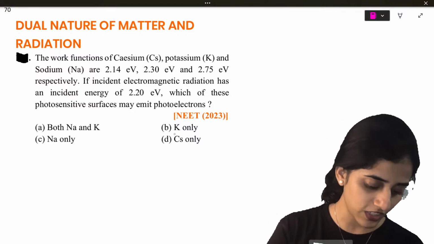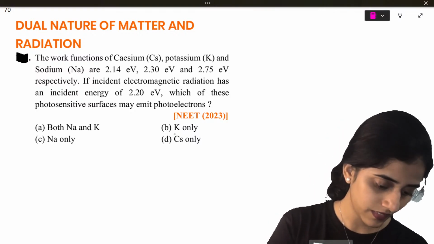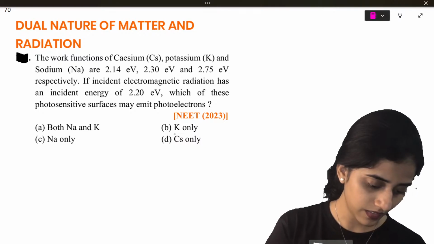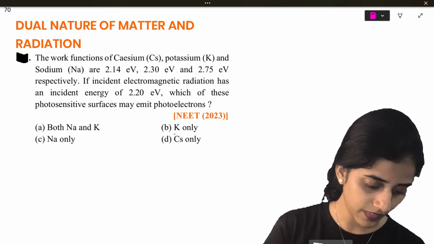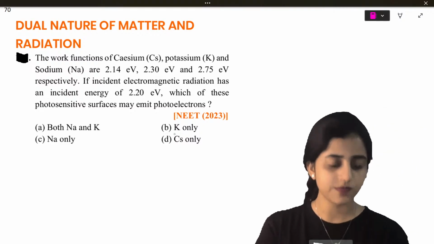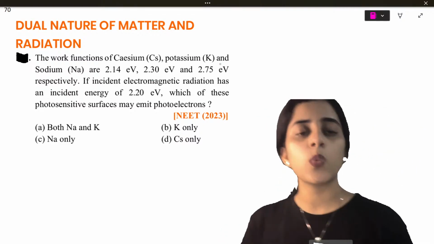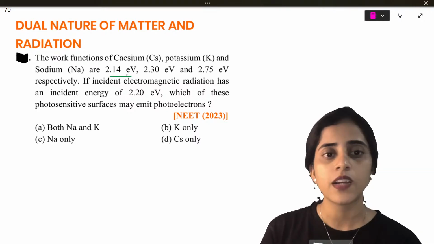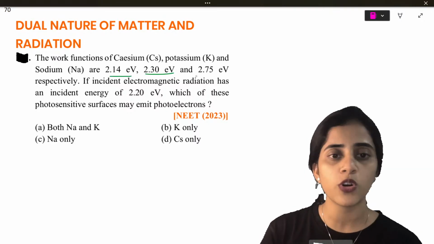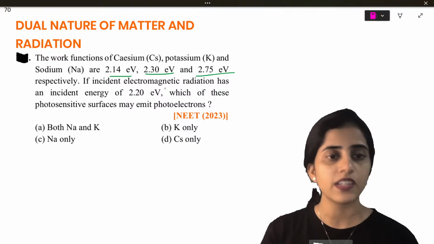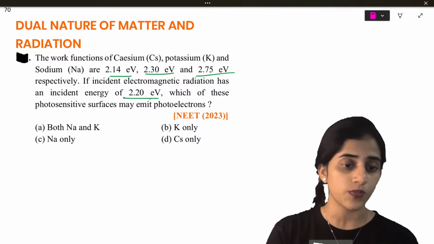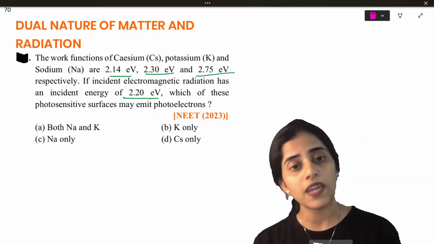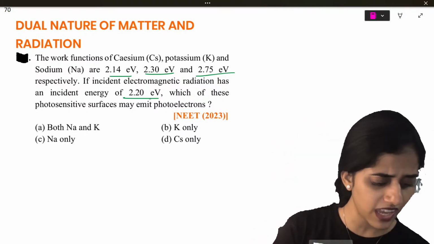Okay, next question. The work function of cesium, potassium and sodium are 2.14, 2.30 and 2.75. If the incident electromagnetic radiation has an incident energy of 2.20, which of these may emit photoelectrons? This is a very easy question.